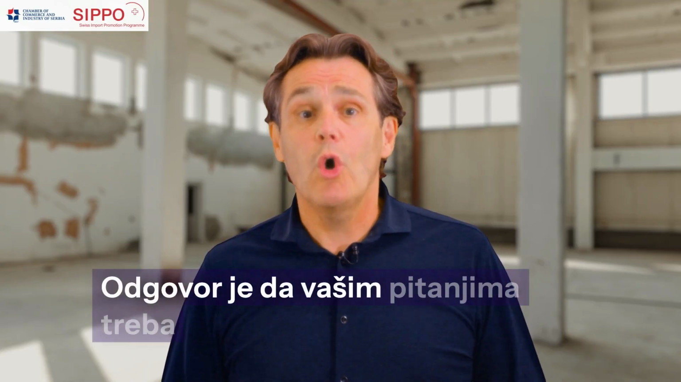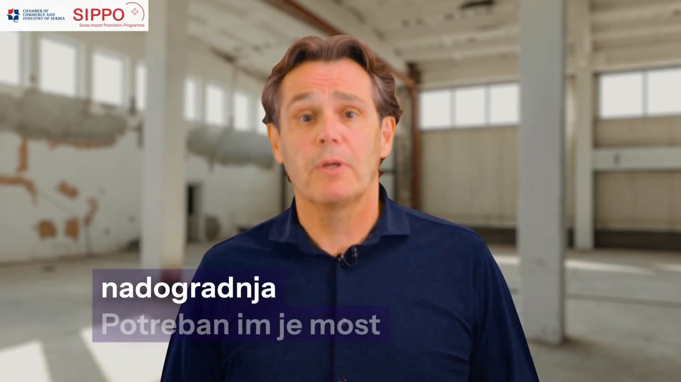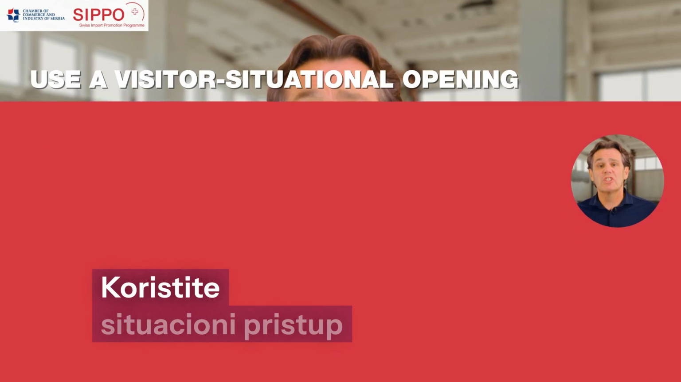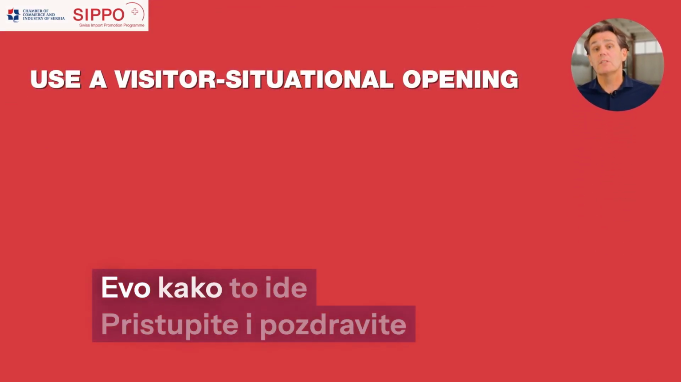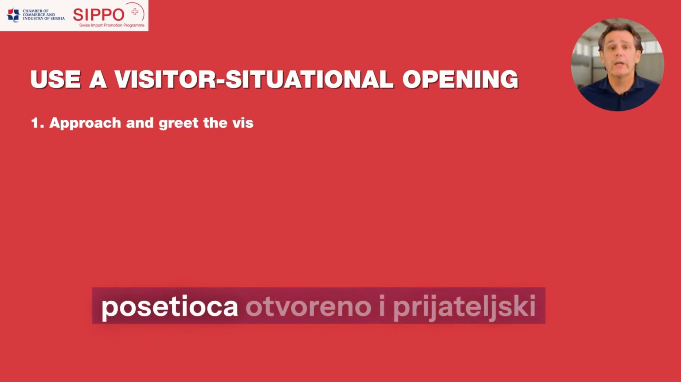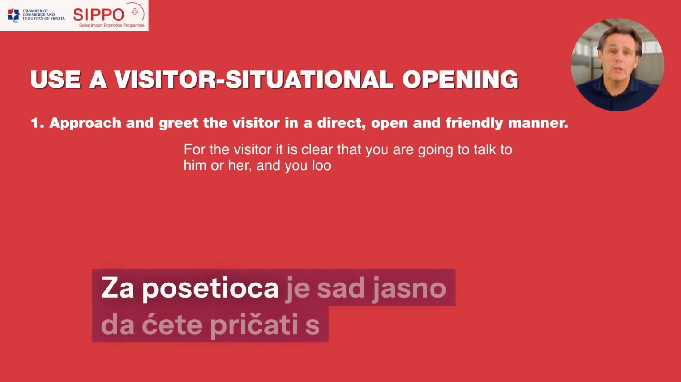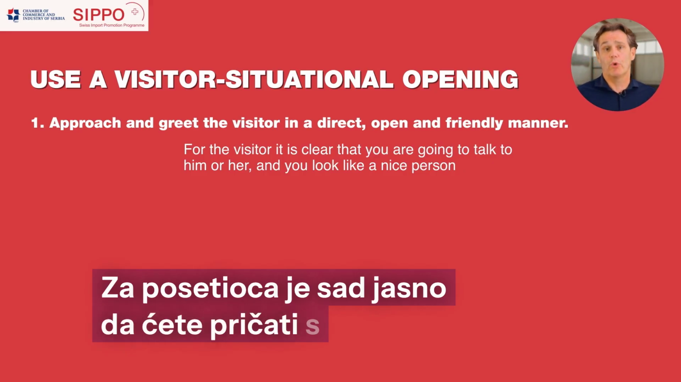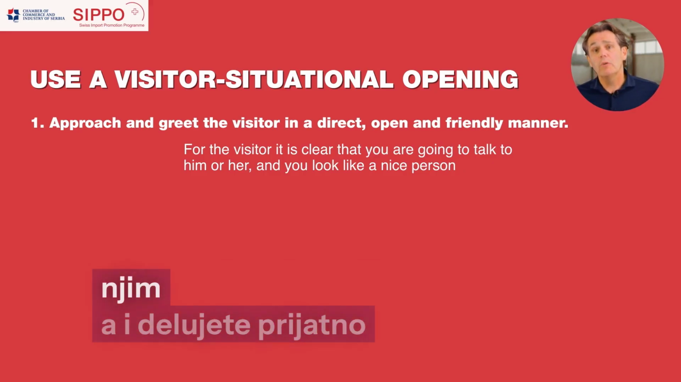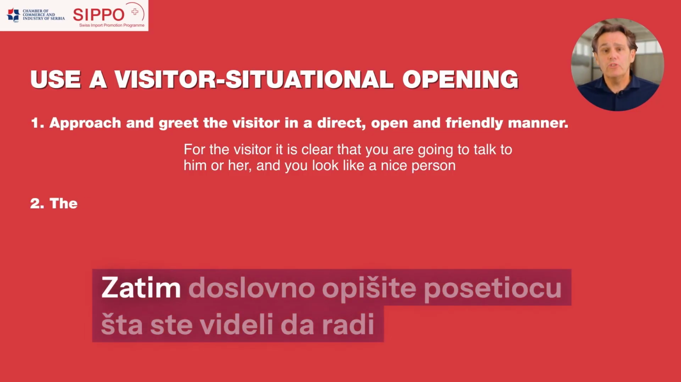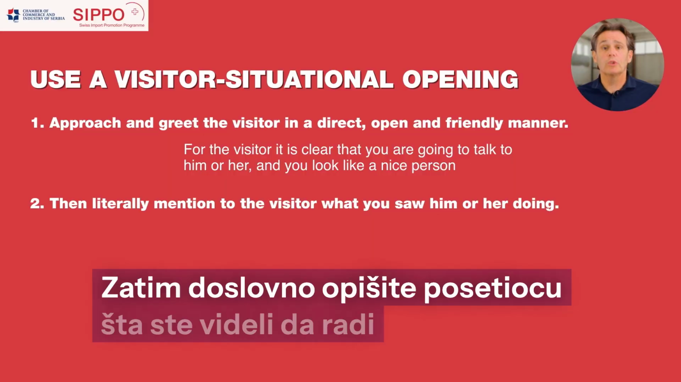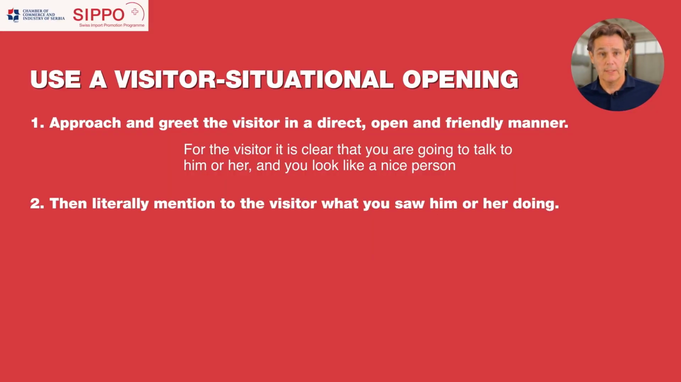The answer is that your open-ended questions need a step up. They need a bridge. There's a simple way to do this. Use a visitor's situational opening. This is how it goes. Approach and greet the visitor in a direct, open and friendly manner. For the visitor, it's now clear that you are going to talk to him or her, and also you look like a nice person. Then literally mention to the visitor what you saw him or her doing.